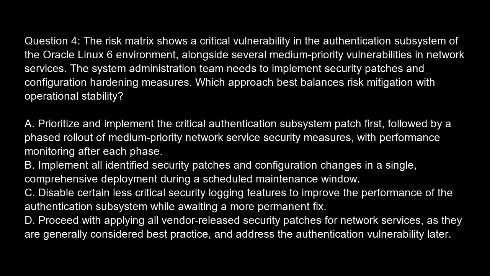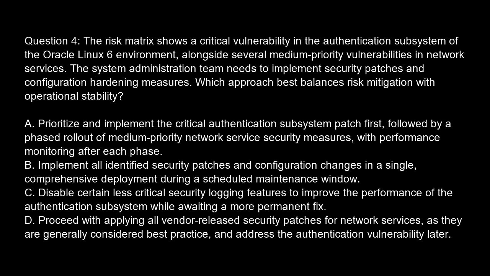Question 4. The risk matrix shows a critical vulnerability in the authentication subsystem of the Oracle Linux 6 environment, alongside several medium-priority vulnerabilities in network services. The system administration team needs to implement security patches and configuration hardening measures. Which approach best balances risk mitigation with operational stability? Option A. Prioritize and implement the critical authentication subsystem patch first, followed by a phased rollout of medium-priority network service security measures, with performance monitoring after each phase.